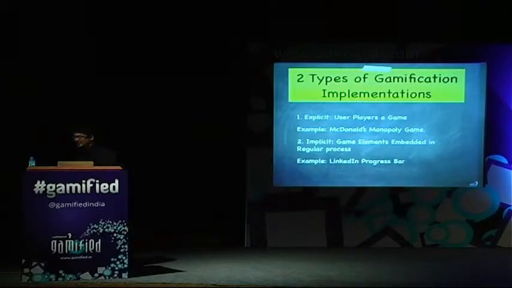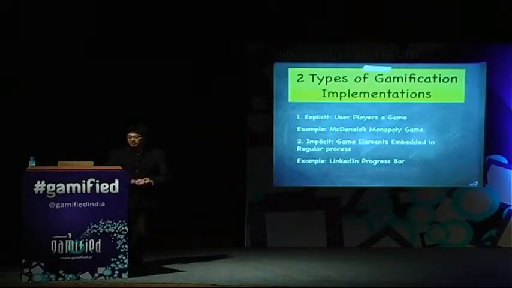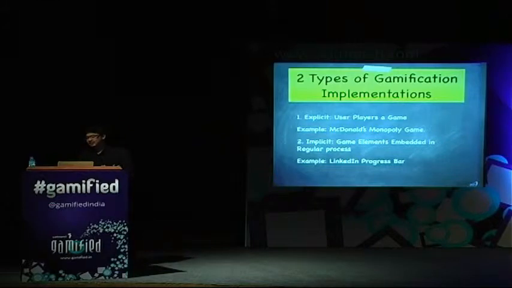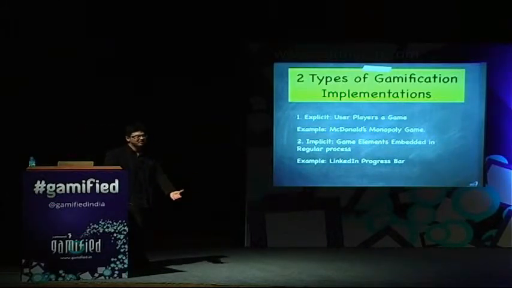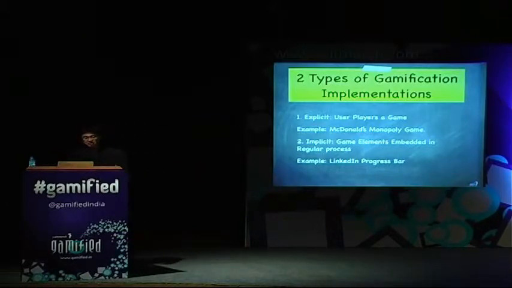So I usually break down gamification implementation into 2 types, explicit and implicit. Explicit is an implementation where users actually play a game. This is kind of like the McDonald's Monopoly game. You can opt into the game, you can choose to play the game, you play by collecting the stuff, you eat more burgers and stuff. So it's opt-in, opt-out based. This is also similar with simulations, with training programs, stuff like that. Now, there's also implicit gamification, which is kind of like a doorknob.